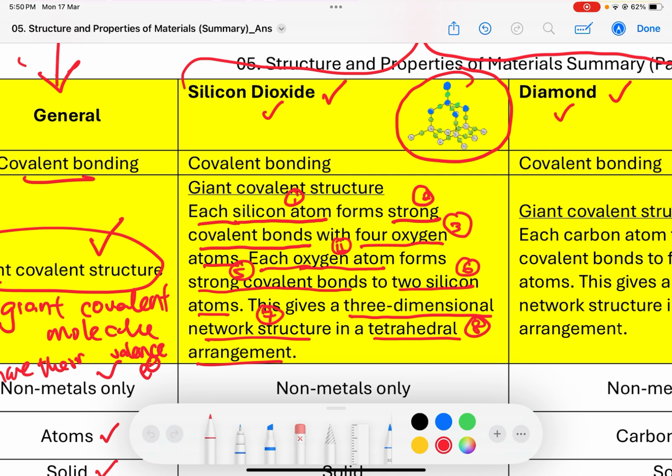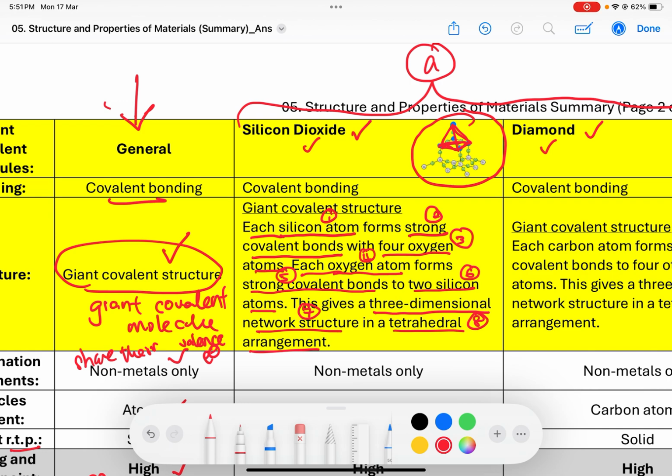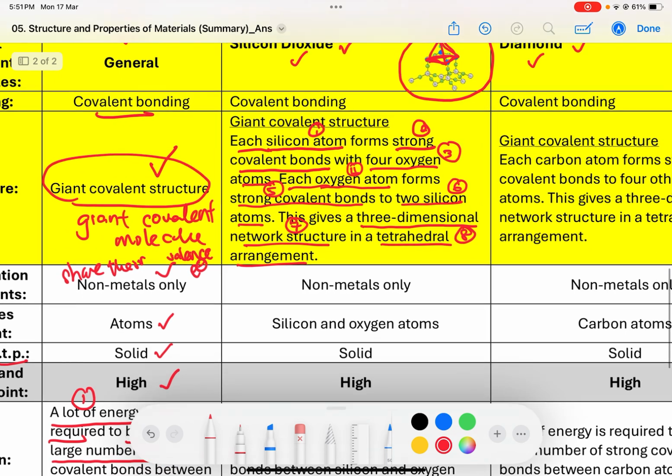Let me use a different color over here. Let's use red. So there's 1 face over here, 2 faces, the 3rd face is behind. Sorry, let me explain again. 1st face, 2nd face, the 3rd face is behind, and the 4th face is at the bottom. So each of them will form this tetrahedral arrangement. So when we describe this giant covalent structure, this is the idea over here. This is the giant covalent structure that we described.